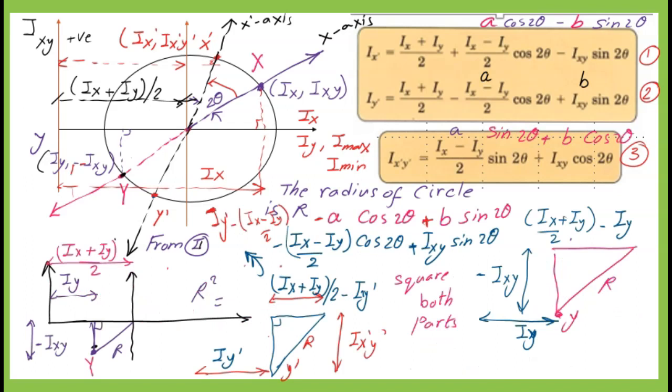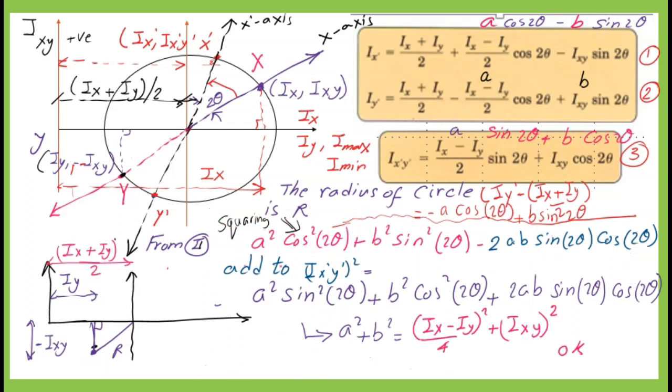We can check what is the value of the square of Iy dash minus (Ix plus Iy) over 2, plus the square of Ix dash y dash. Using the same terms a and b, we will proceed to equation number 2, and we will deduct from both sides the value of (Ix plus Iy) over 2. The new right-hand side can be written as equal to minus a multiplied by cosine 2 theta plus b sine 2 theta.